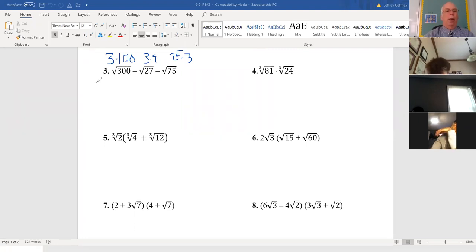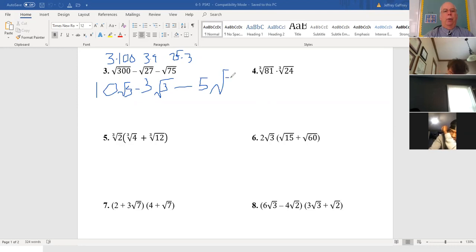So the 100 comes out from the radical as a 10, and it leaves 3 under the radical. The 9 comes out from the radical as a 3, and we still have 3 under the radical. The 25 comes out from the radical as a 5, and we still have 3 under the radical. Perfect. I've got like terms, right? 10 minus 3 is 7, minus 5 is 2. So my answer is 2 radical 3. Bada bing, bada boom.